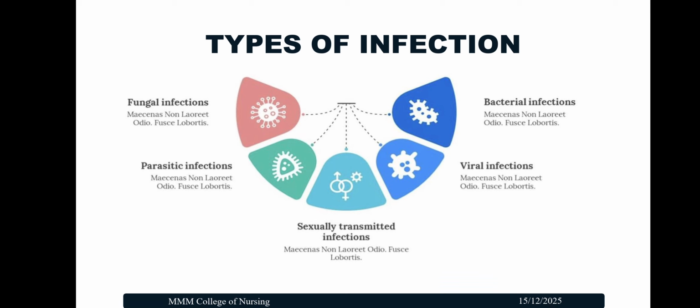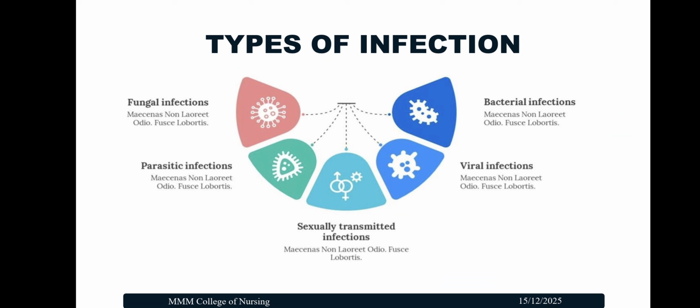Bacterial infection is caused by bacteria. Some of the common examples are tuberculosis, urinary tract infection, pneumonia and typhoid. It can be treated with antibiotics. Some of the signs and symptoms that patients may have are fever, pus, redness, swelling and pain.